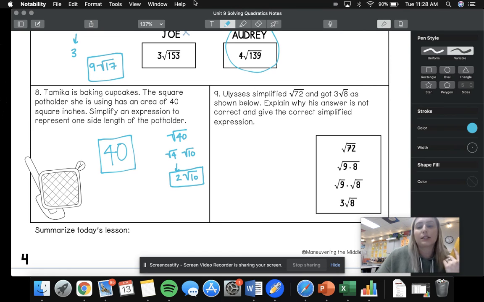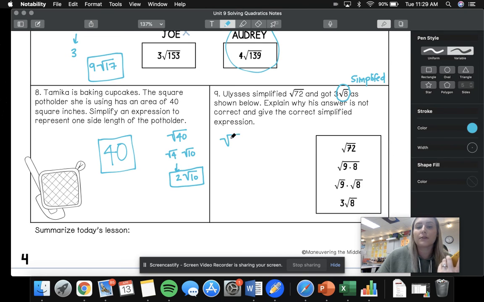Okay, last one. Ulysses simplified square root of 72 and got 3 square root of 8, as shown below. Explain why his answer is not correct and give the correct simplified expression. Well, just looking at this answer, the square root of 8 can be simplified, because square root of 8 is 4 times 2, and 4 is a perfect square. So let's make sure that maybe he just didn't take the biggest perfect square.